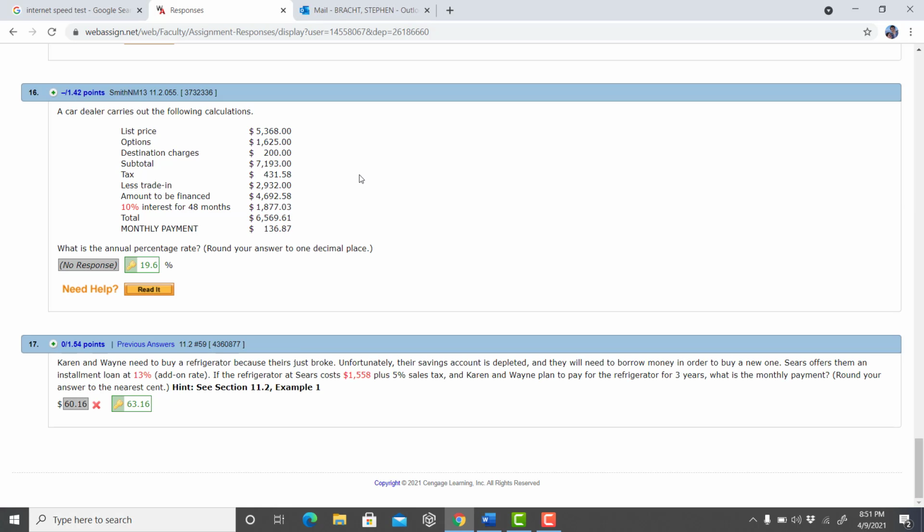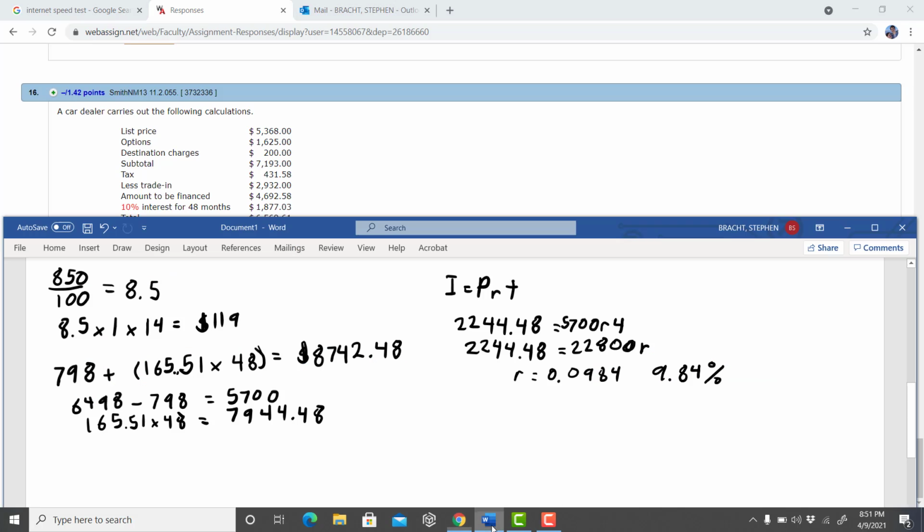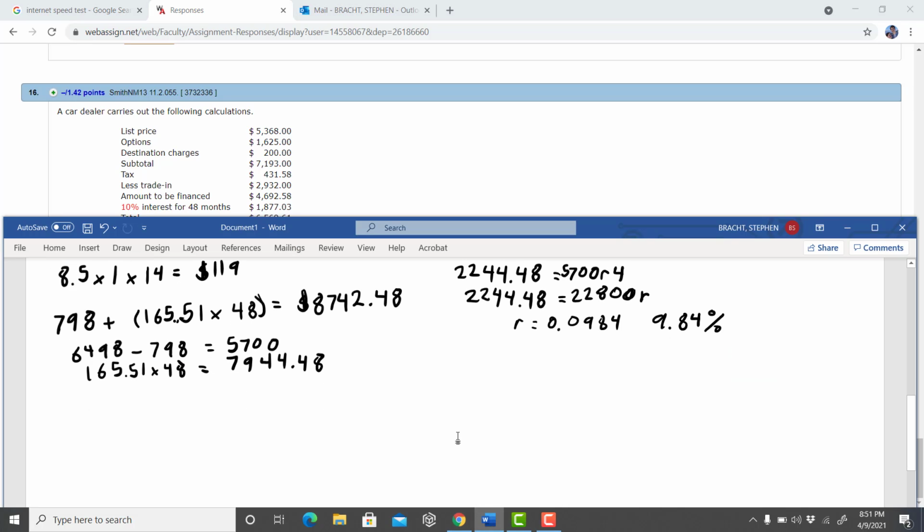16. Okay. What is the annual percentage rate? Okay. In fact, I'll just give you the formula right here, right? So the formula for APR, and this is in your book too, 2 times N times R divided by N plus 1, okay?